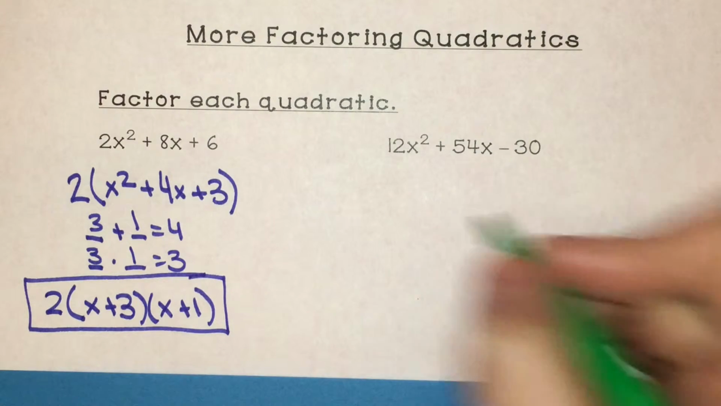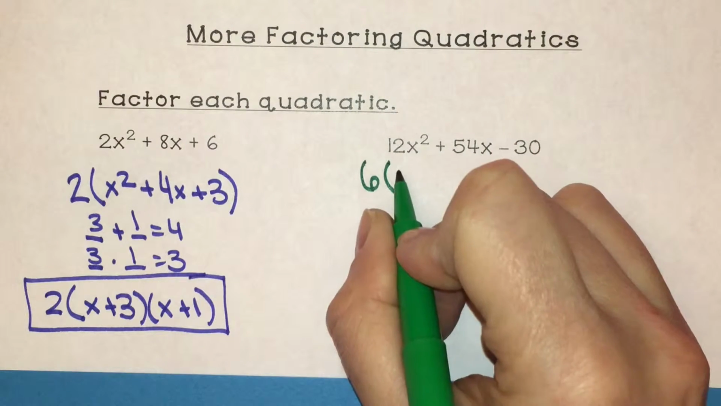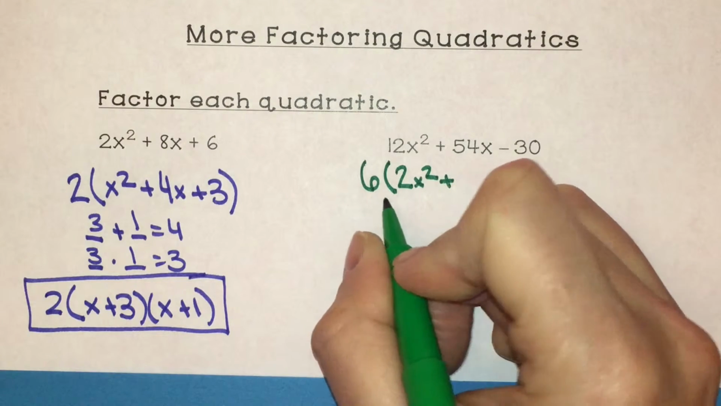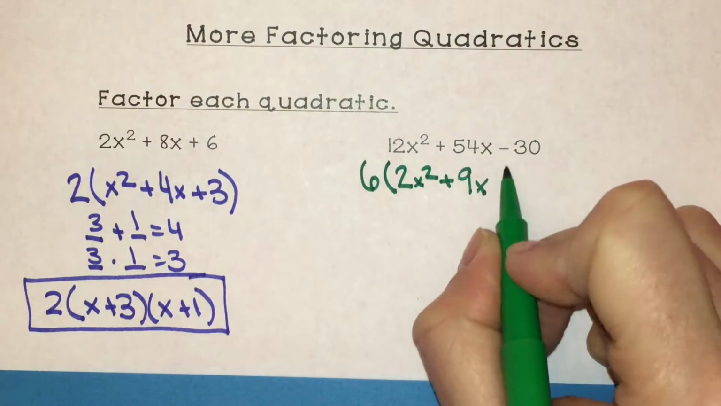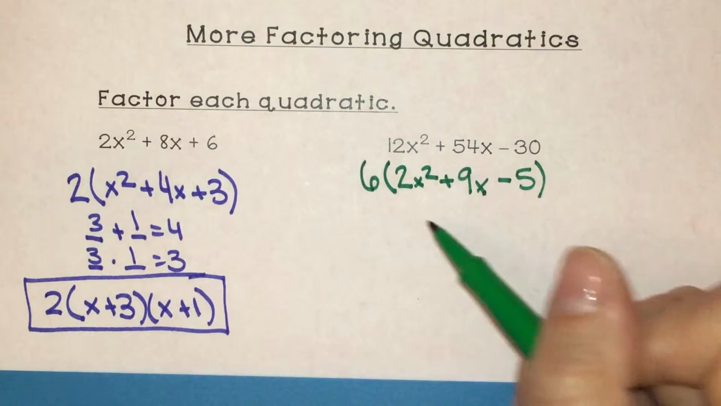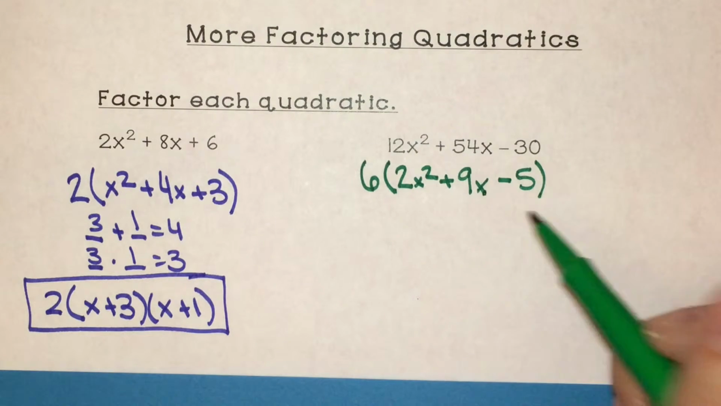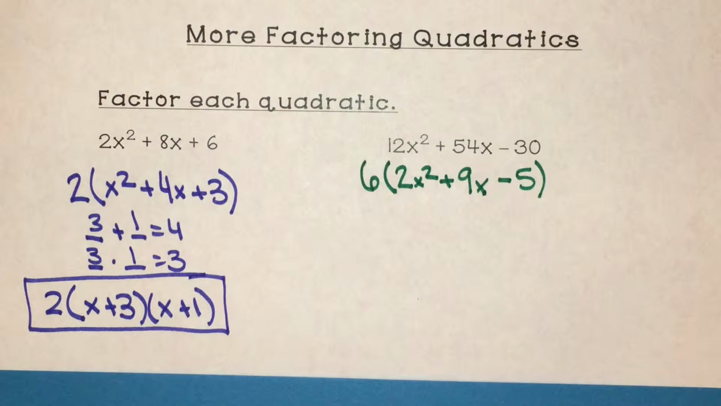All right, in this next one, we have 12, 54, and 30. I know all of those are divisible by 6, so I'm going to factor out 6. 12x squared divided by 6 is 2x squared, plus 54x divided by 6 is 9x, minus 30 divided by 6 is 5. All right, so this one's a little more complex because I have 2 multiplied by x squared. So I'm going to have to break down that middle term to 2 different terms added together, and I need to figure out what those are.